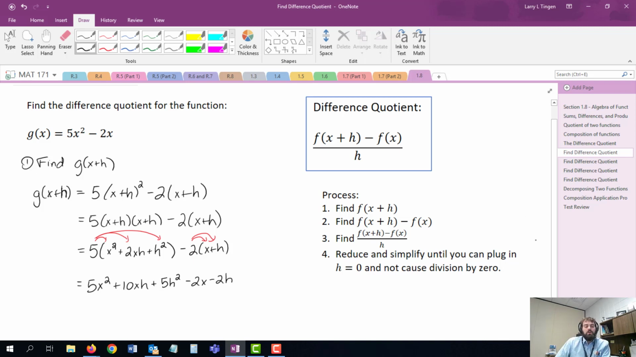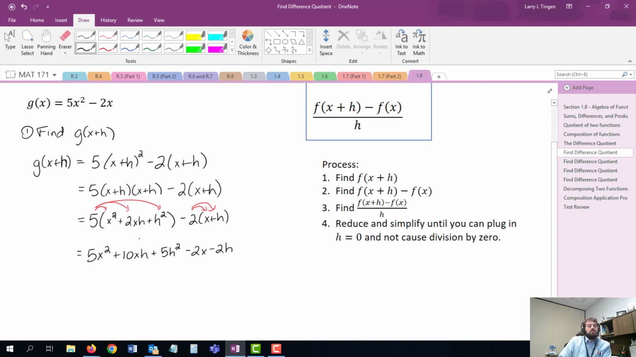Okay, are any of these like? No, they're not, right? The first term has x squares, the second one has xh's, third one has h squares, fourth one has x's, fifth one has h's. I can't put the x squares and the x's together. I can't put the h squares and the h's together. So that is step one. I have found g of x plus h.